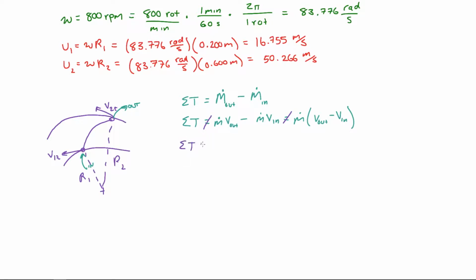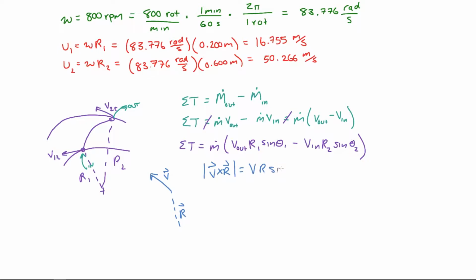This is my fault. This should actually be m dot times v out r1 times the sine of theta 1 minus v in times r2 times sine of theta 2. This probably makes more sense if I were to draw it out. Okay, so if we have some arbitrary velocity vector, and then this is our r vector, if you want to find the momentum or the velocity that actually causes this pump to rotate, you basically apply V cross R. And then the magnitude of that is simply VR sine of theta.